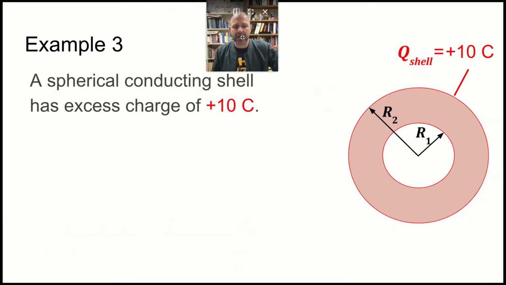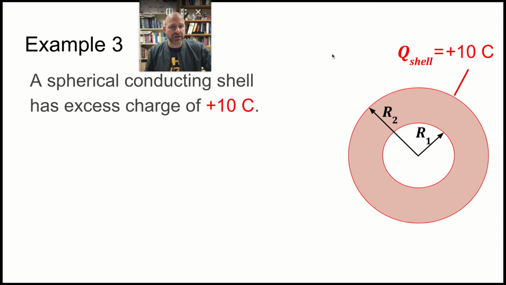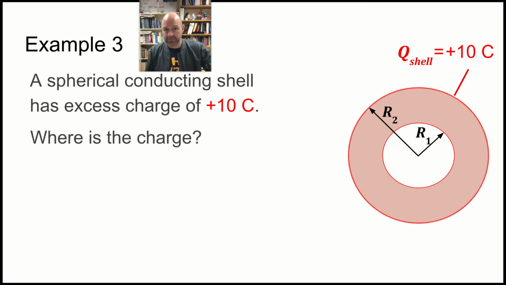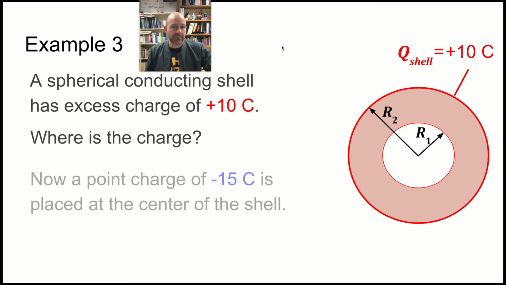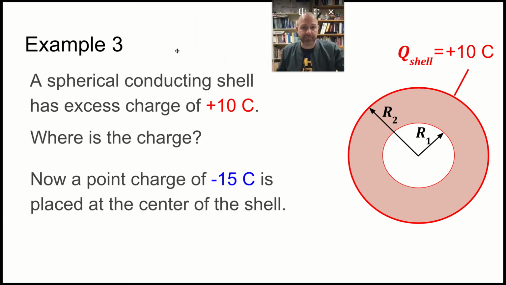Another example. Here we've got a shell with a thicker radius like this, right? Instead of just a thin shell, we have two different radii, and it has positive 10 coulombs of charge. Where is that charge? Well, it has to be on the surface, right? That's how it works. Because if you enclose any of that charge with a Gaussian surface inside of there, then we would have an electric field, so that doesn't work.